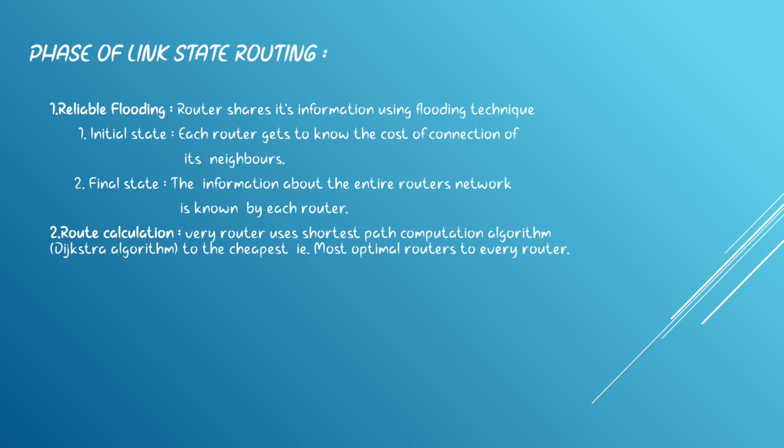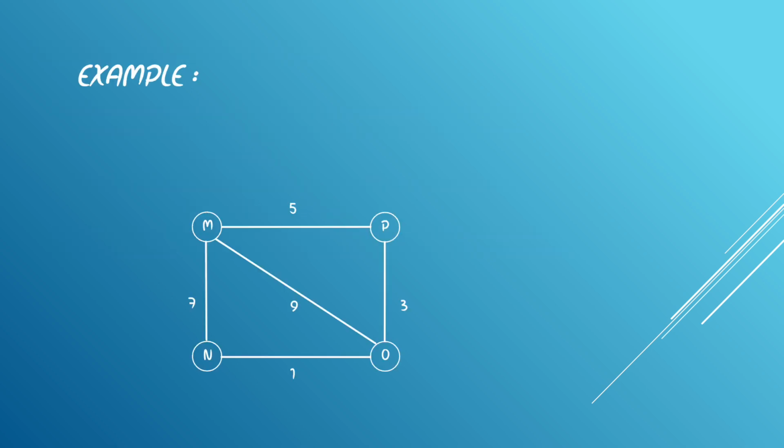It is further classified into two: an initial state and a final state. In the initial state, each router gets to know the cost of connection of its neighbors, and in the final state, the information about the entire router network is known by each other. Second is route calculation. Every router uses a shortest path computation algorithm, the Dijkstra algorithm, to find the cheapest, that is most optimal, route to every router.